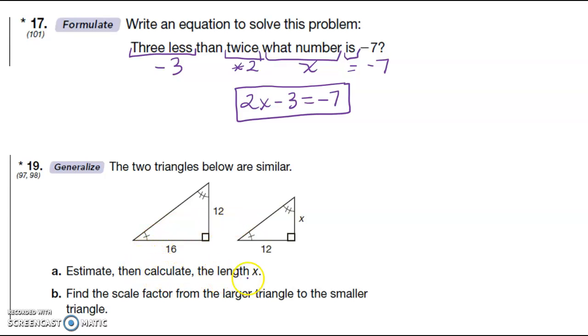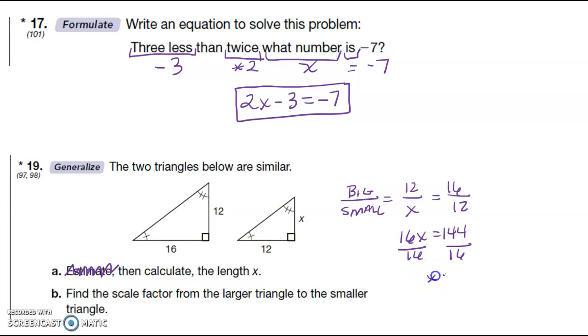Estimate, then calculate the length. We're not estimating, we're just calculating the length of x. So I'm going to go big triangle to small. Big triangle is 12 is to x, as 16 is to 12. Cross multiply, divide, and I get 9 for x, which is a.